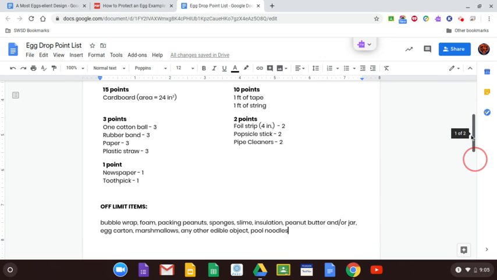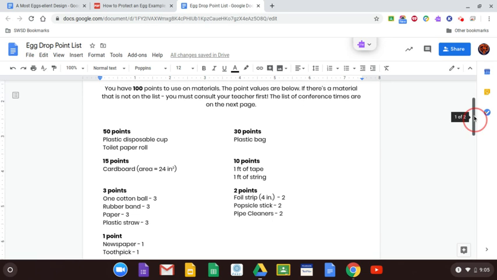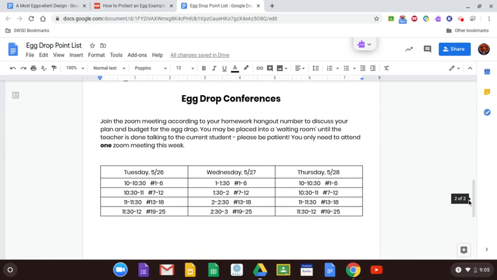Again, if you want to use something that's not on this specific list, you must talk to me about it at our conference. So about the conference, basically what's going to happen is we're going to have some pre-scheduled conferences for you to drop in on Zoom and go over what design you think you're leaning towards and how many points you're utilizing in that design. So basically the Zoom link will be posted on the stream. And during these times, you can drop in according to your homework hangout number.